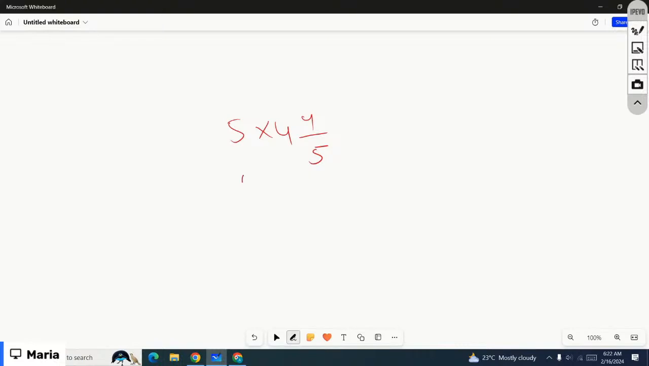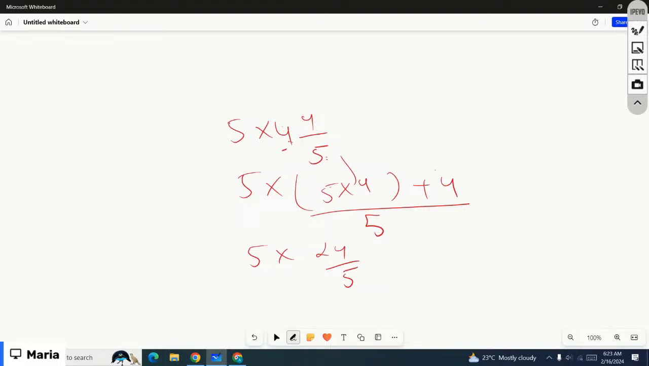You have to do 5 times 4, this 4, right? The whole number times the denominator, and you need to add the numerator, right? And the denominator is the same, right? So that is 5 times 4 is 20, and 20 plus 4 is 24 over 5, right? So that is 24 over 5.